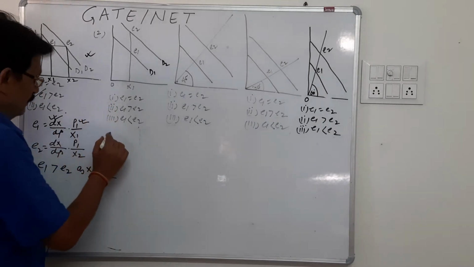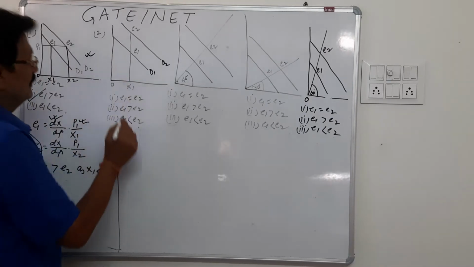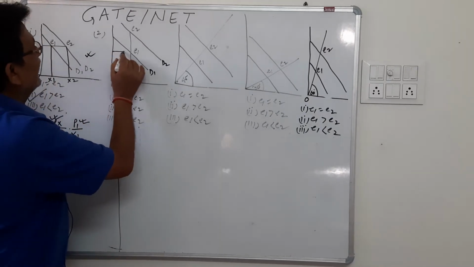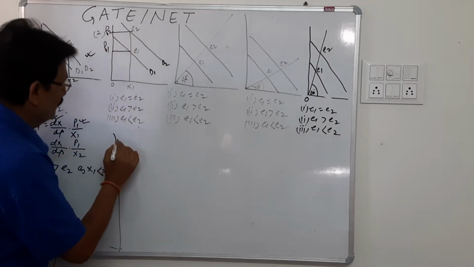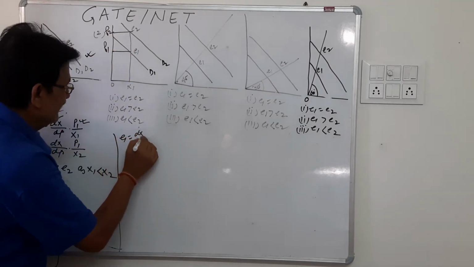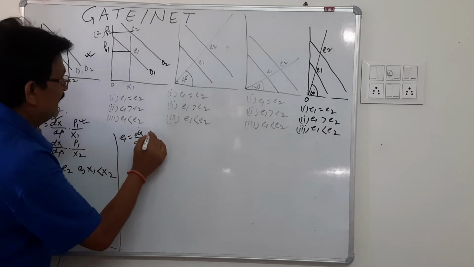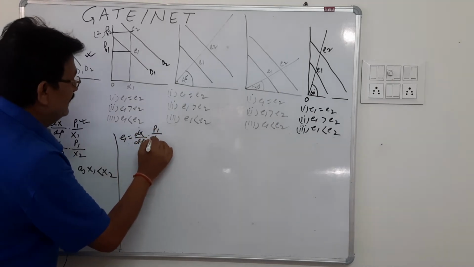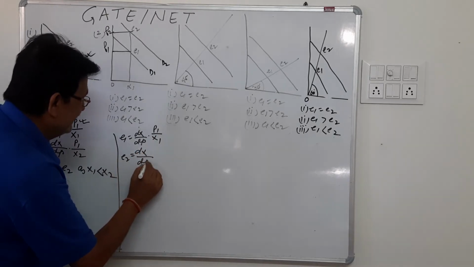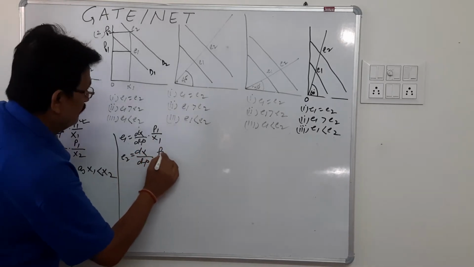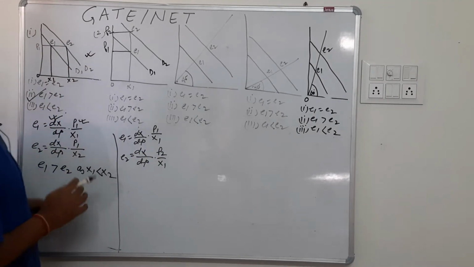Now when we come down over here, once again P2, P1: E1 is dx by dp, P1 by X1, and E2 is dx by dp, P2 by X1.